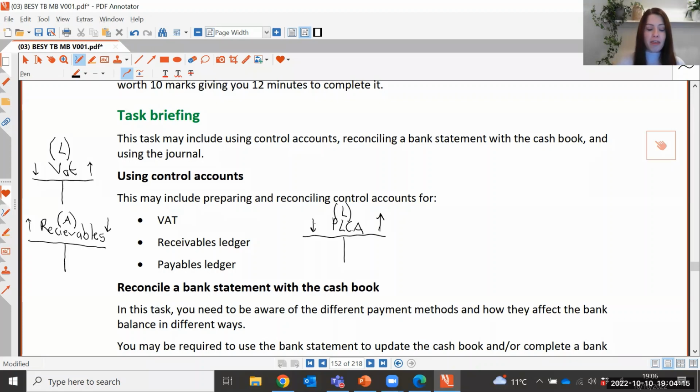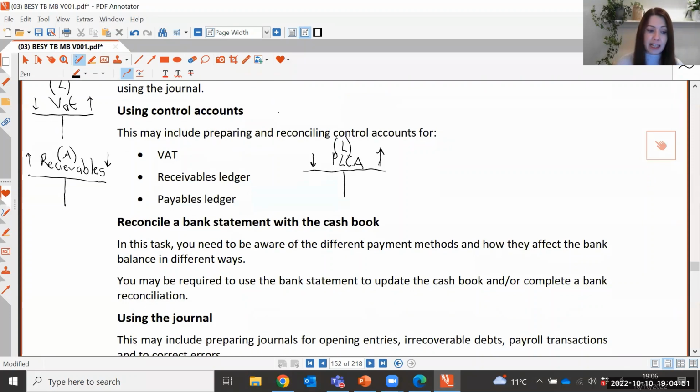And just remember that the receivables ledger balances, if we total up all that our credit customers owe us within that receivables ledger, should equal the same amount that's shown in the receivables ledger control account within the general ledger. And likewise with the payables ledger, if we total up all the amounts that we owe our credit suppliers, it should equal the same amount as what's showing as outstanding within the payables ledger control account in the general ledger.